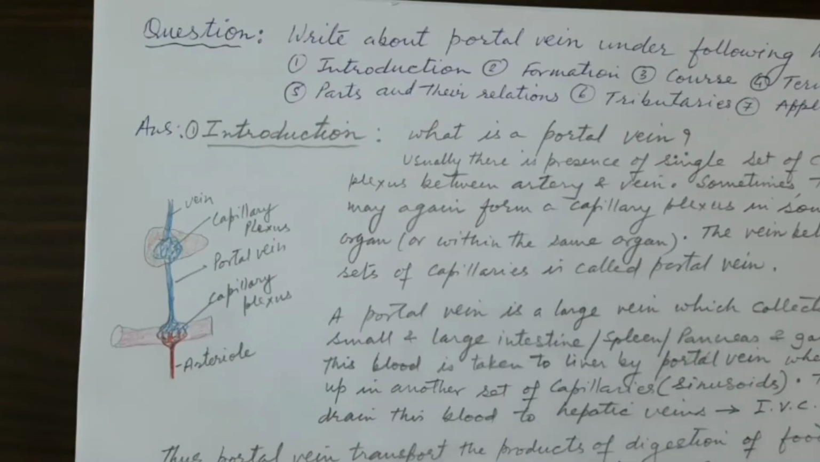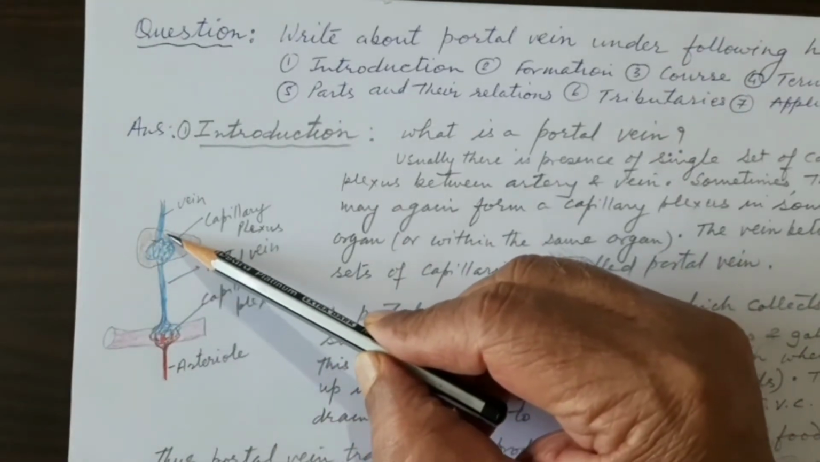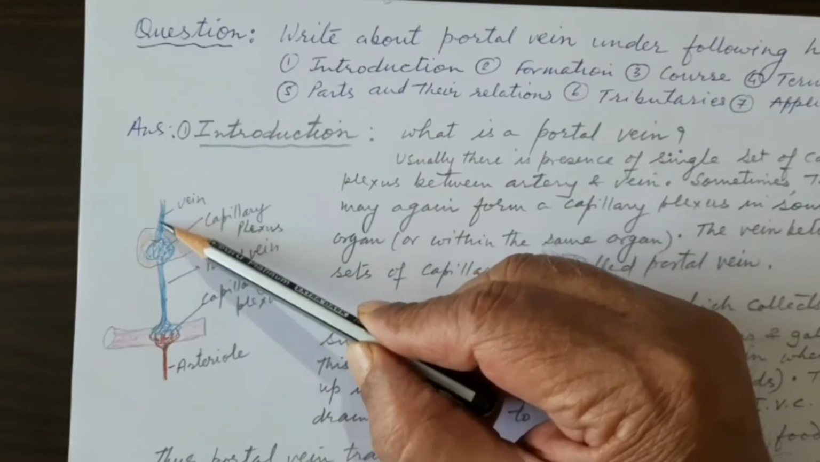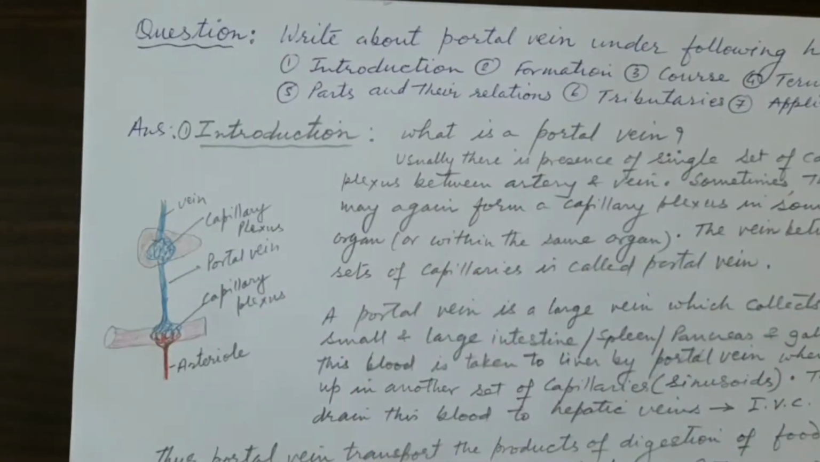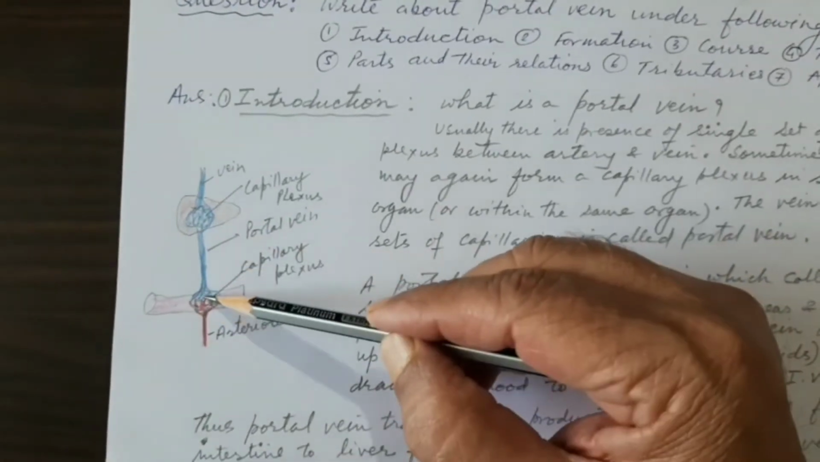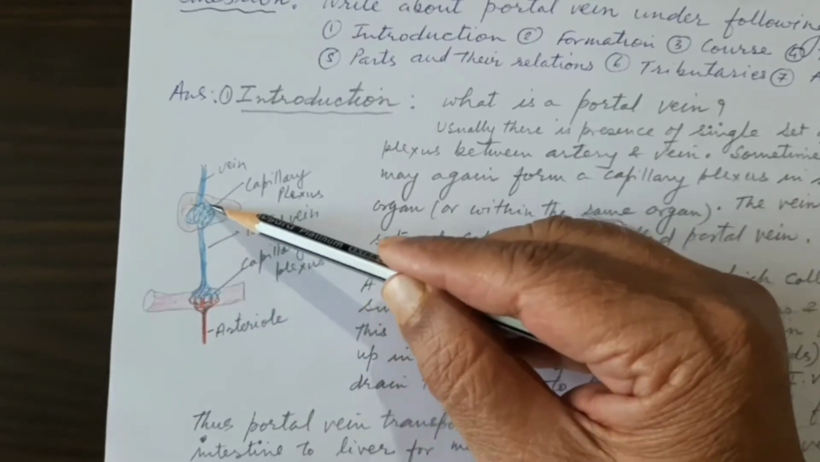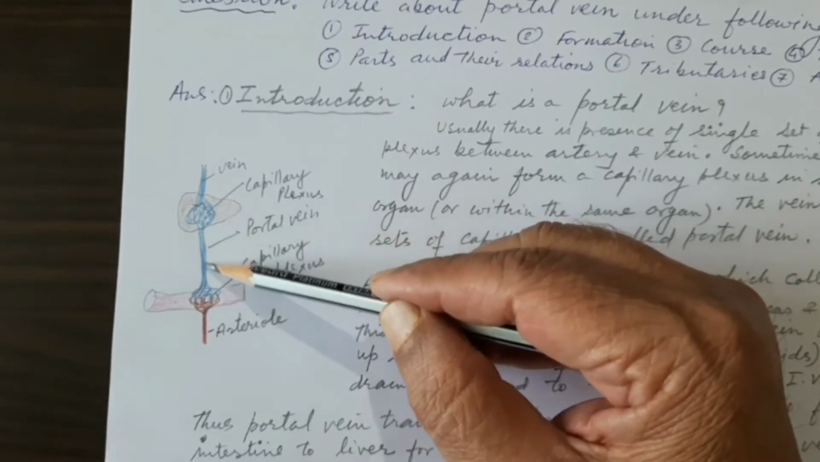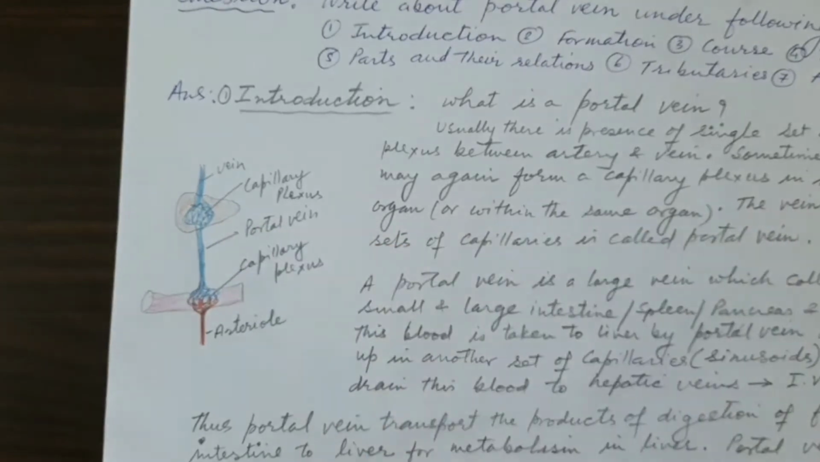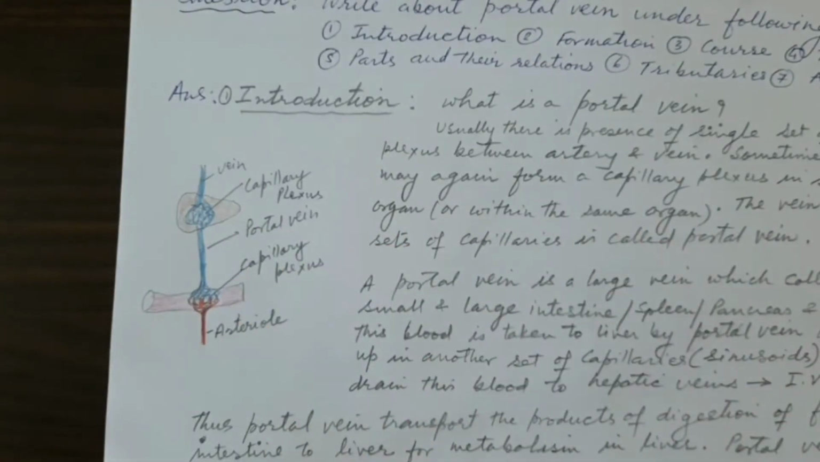This second set of capillary plexus will then unite to form a vein again. Now the vein here between the two sets of capillaries, this is one set of capillary and this is another set of capillary, this vein between two sets of capillaries is called the portal vein. Everywhere in the body, whatever vein is present between two sets of capillaries is called a portal vein.